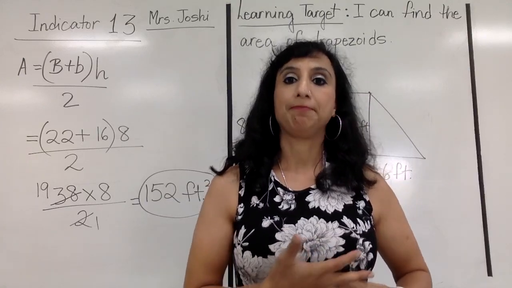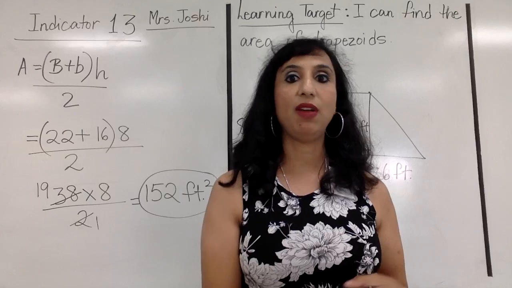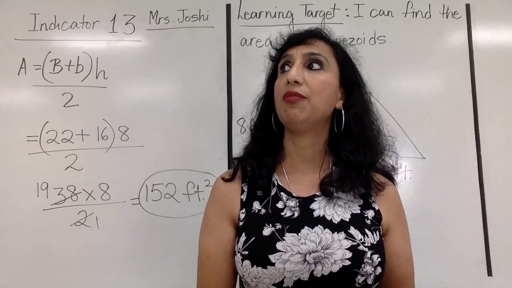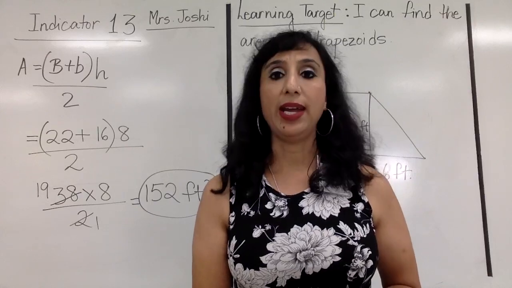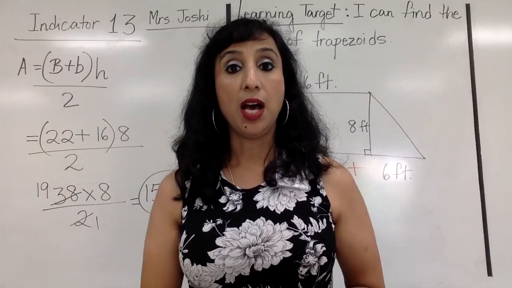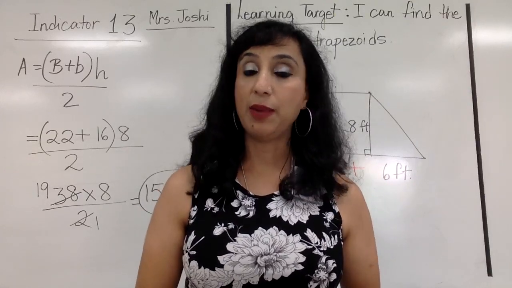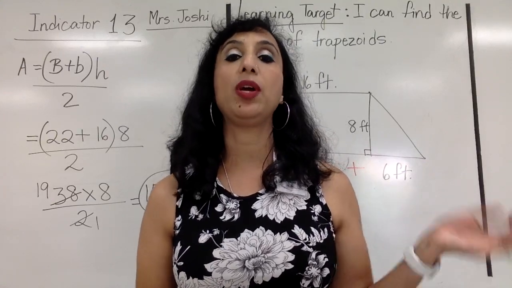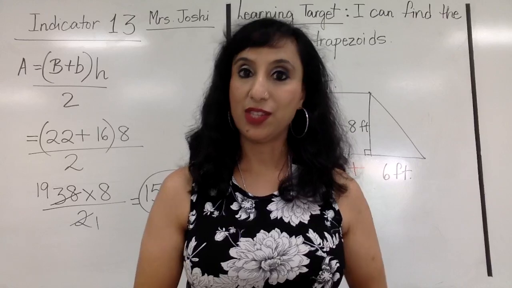All right. Well, that was areas. In indicator 12, we've done triangles, rectangles, squares, parallelograms, and this is the last one before we go on to composite figures.